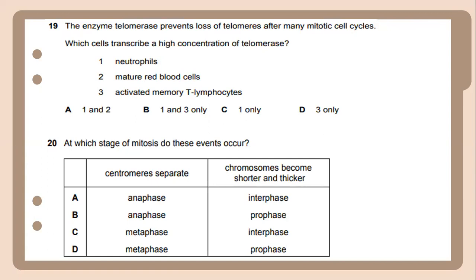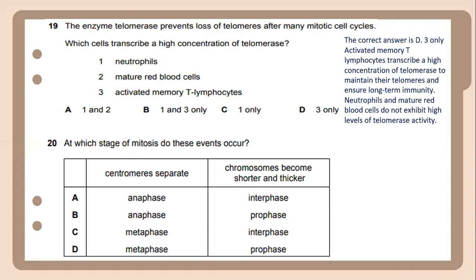The enzyme telomerase prevents loss of telomeres after many mitotic cell cycles, and which cells transcribe a higher concentration of telomerase? The answer will be D, which is 3 only. Activated memory T lymphocytes transcribe a high concentration of telomerase to maintain their telomeres and ensure long-term immunity. Neutrophils and mature red blood cells do not exhibit high levels of telomerase activity.